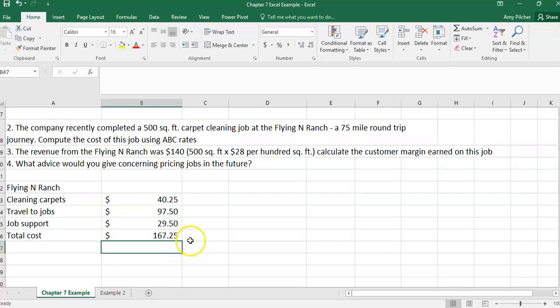The total cost for this job was $167.25. Well, we see in part 3 that the revenue we earned was $140, which is our current price of $28 per 100 square feet times the 500 square feet.